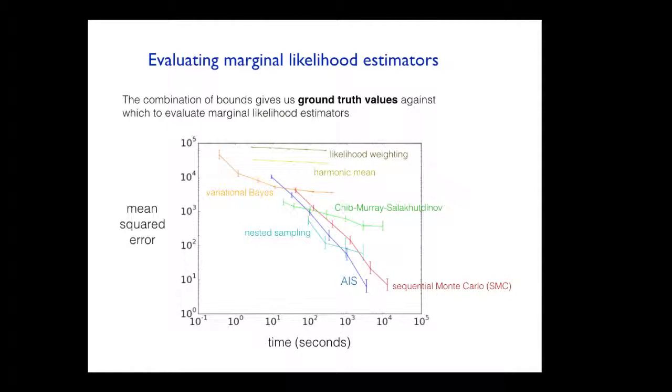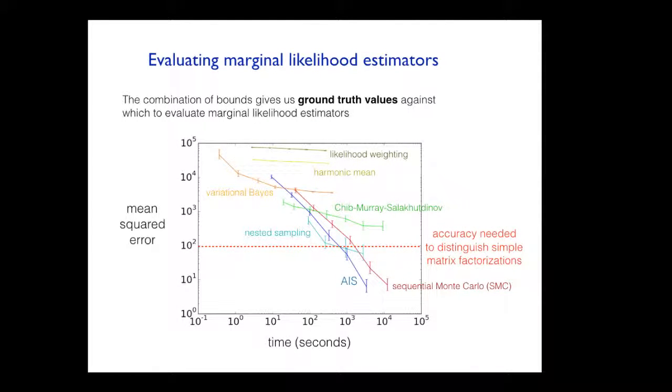And the upshot of this is that we can combine the upper and lower bounds to obtain ground truth marginal likelihood values for data simulated from a model. And we can use that ground truth value to evaluate a lot of different marginal likelihood estimators. And so here we have computation time on an x-axis on a log scale and mean squared error on a log scale. And we have a variety of different marginal likelihood estimators that have been proposed. And what we find is that there are actually orders of magnitude difference in the amount of error that different estimators achieve. And this is something that we weren't able to quantify before.